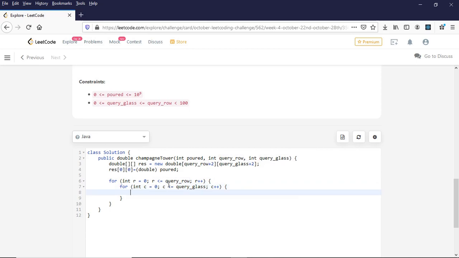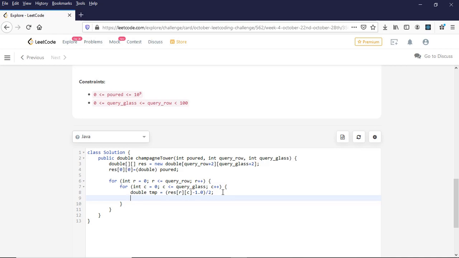And please note that this is less than or equal to, because the end range is inclusive for both rows and columns. So I'll have a temp variable to store the remaining value. First, whatever is the current value for that row and column, I will subtract 1 from it, and once I subtract 1 from it, I will divide by 2.